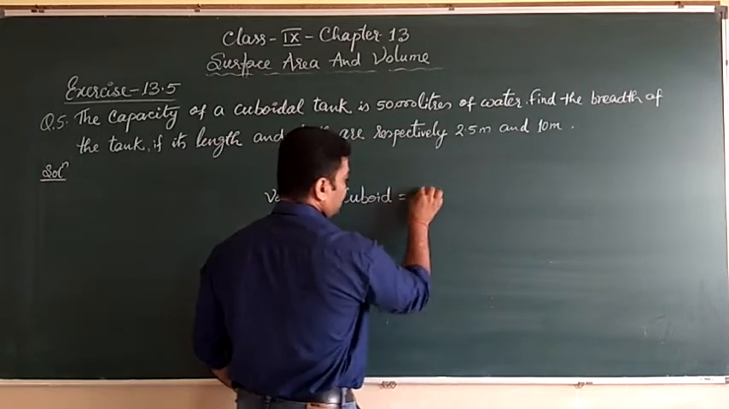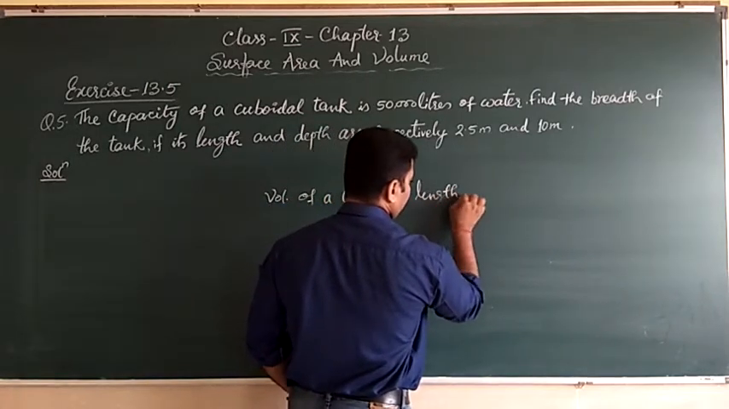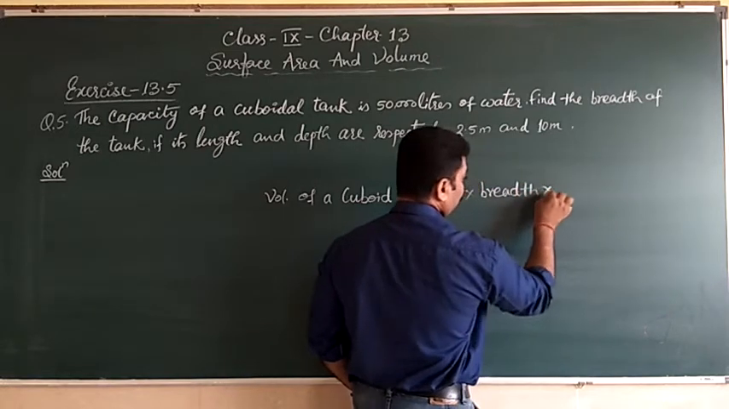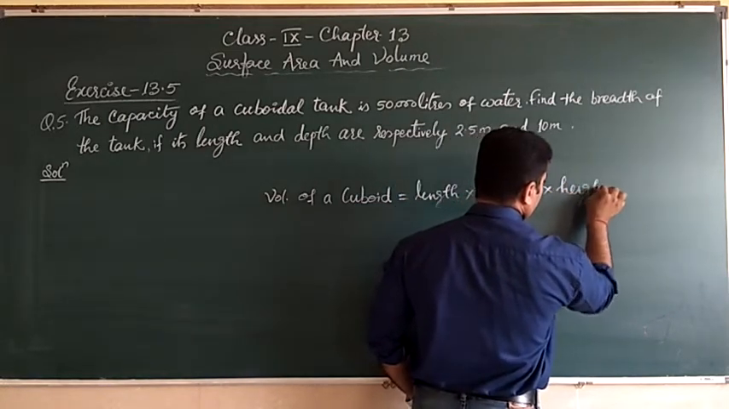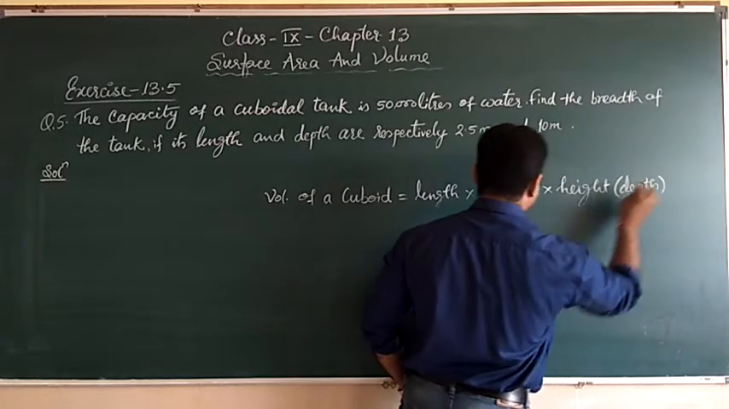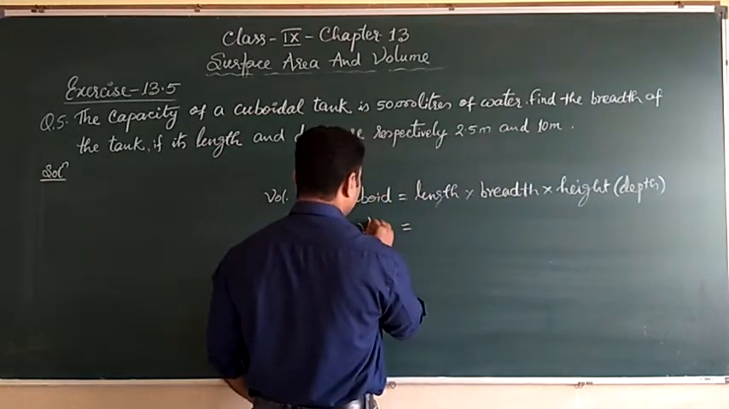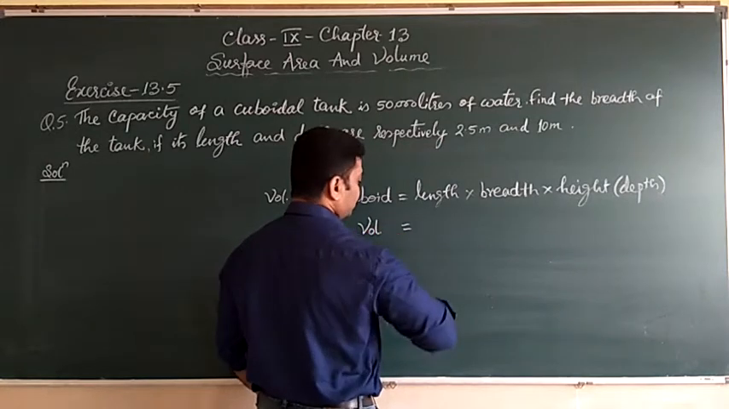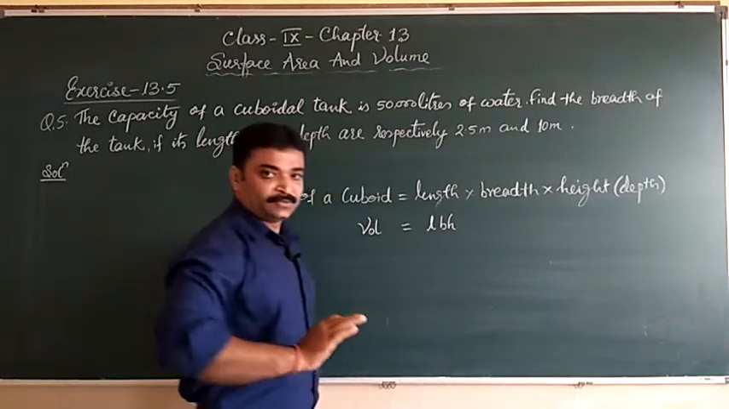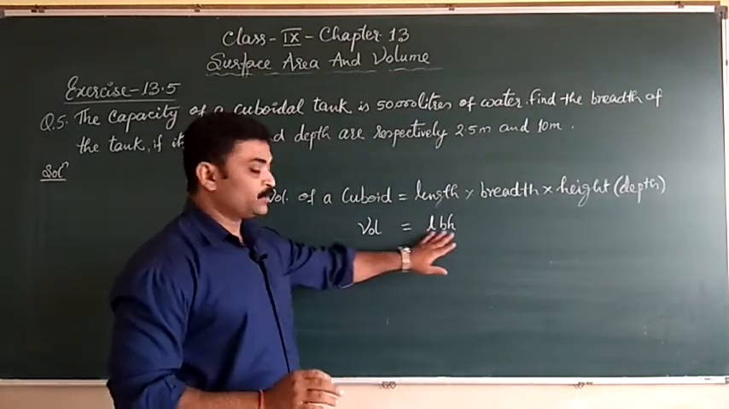cuboid is equal to length into breadth into height, or we can say depth, or in short we will write volume of cuboid is equal to length, breadth, height. Got it? Length into breadth into height.